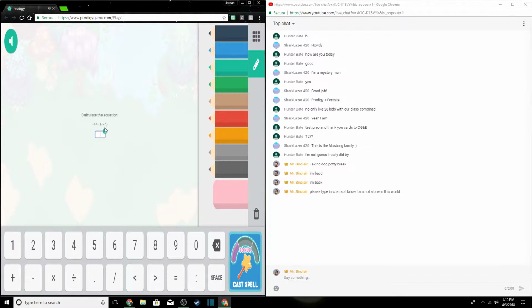Negative 14 minus negative 25. So you think what we're going to be doing is making it smaller. However, do you see this double negative? Anytime you see a subtraction sign with a negative, just change that to a plus. And now it's treated as an addition problem. So we're going to have 14 minus 25, which is going to be 9?